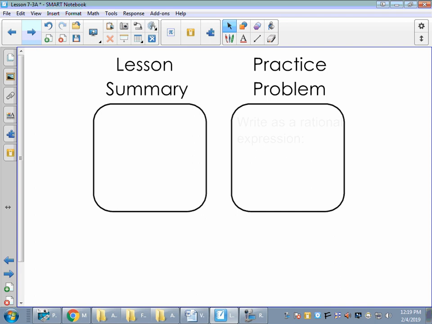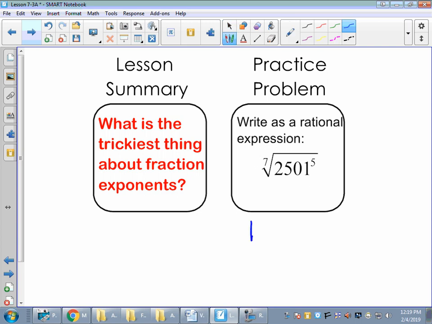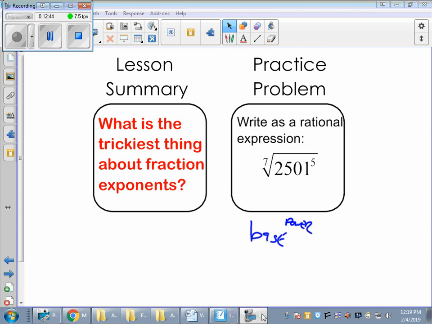The lesson summary here is what's the trickiest thing about fraction exponents? What do you think the trickiest thing is for you? And then we're going to have to write this as a rational expression. So we're going to take this, and we should have an answer that has a base number and then a power up here based on what you have there for our practice problem. Okay, so bring your practice problem, bring your questions, and we'll get after it tomorrow.